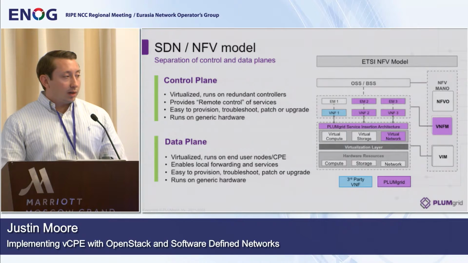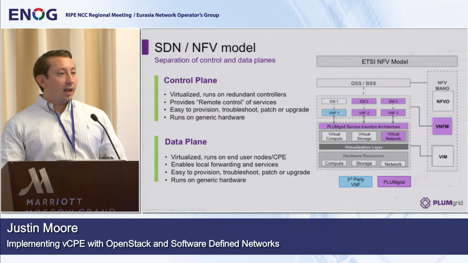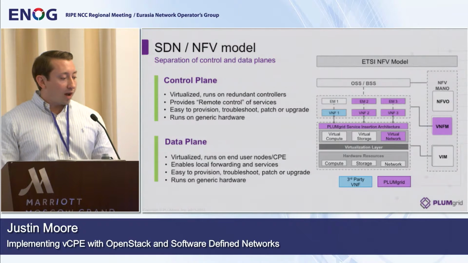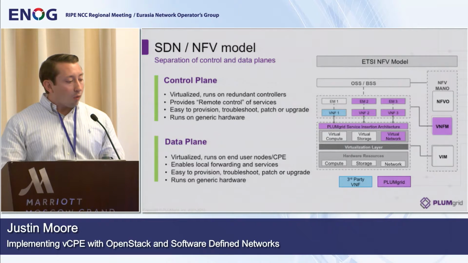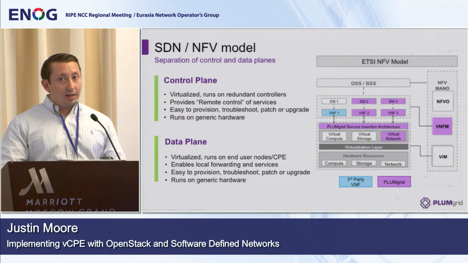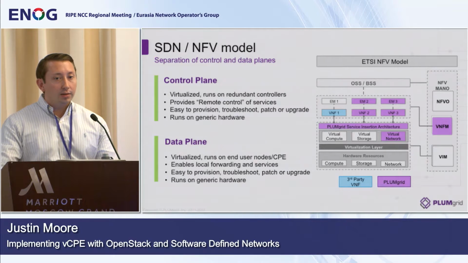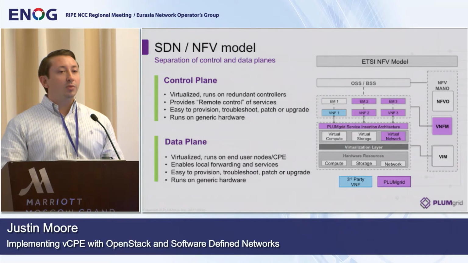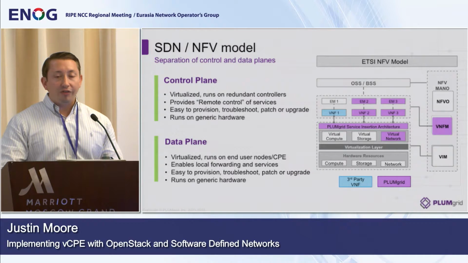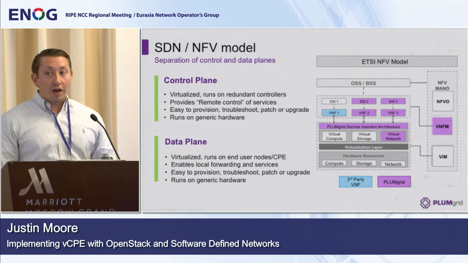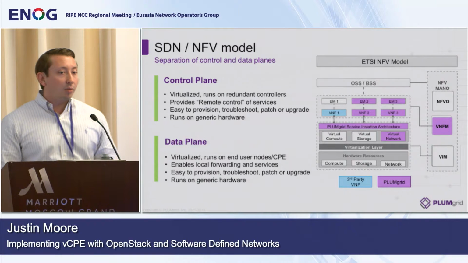The data plane, though, has to be robust, and it can't be an application which fails in a way which would impact the flow of traffic. And so it's got to continue to enable the local forwarding of services. Again, it's got to be easy to provision and patch and upgrade. We can't have a situation where we're taking down broad swaths of our customers as we're going through upgrades. One of the key benefits of vCPE is being able to do large-scale upgrades efficiently, easily, and in a way which is transparent to our end users. All the while, of course, this is running on generic hardware, moving away from that high-end enterprise type equipment.